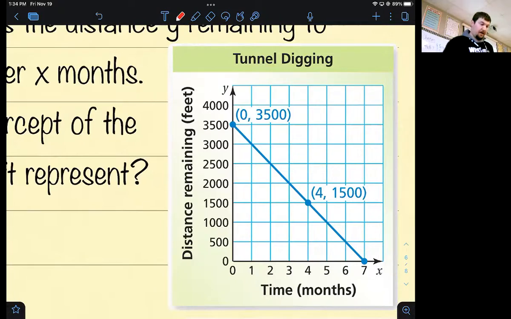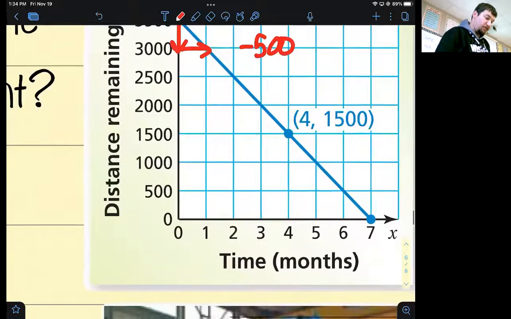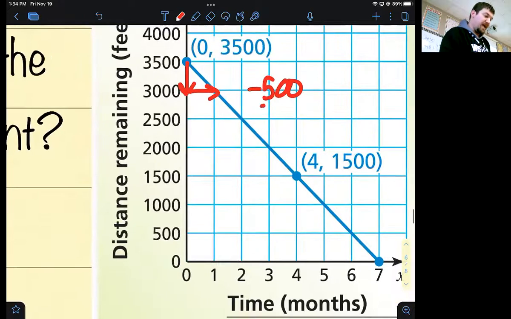If I find the slope here, if I go down 1, it's actually going down 500. And if I go over 1, it's actually going over 1. Go figure. And so I can also tell they're digging 500 feet per month. So that's what the slope should represent. If you label it, it gives you a rate.